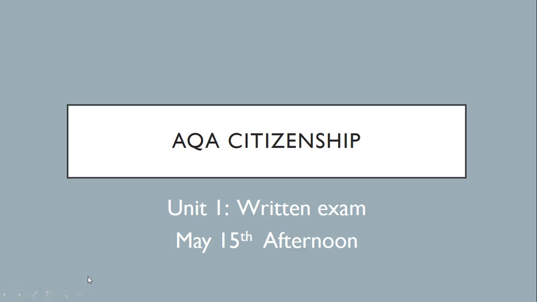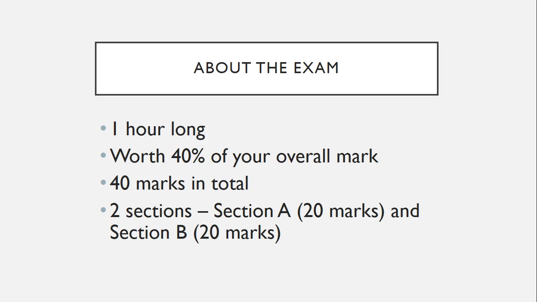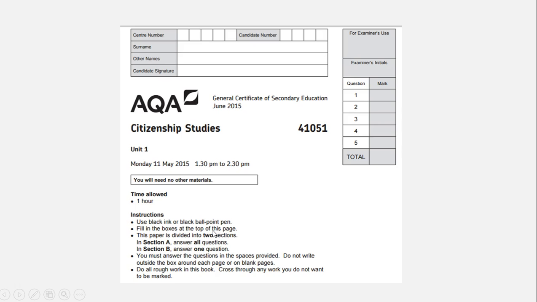This screencast is going to help you with your exam, which is in the afternoon of May the 15th. The exam's going to be 1 hour long. You'll be in the exam hall, and it's going to contribute to 40% of your overall GCSE grade, with the other 60% being your controlled assessment. In total, you can get 40 marks, which is divided into two sections. You've got section A, which is worth 20, and section B, that's worth 20 marks as well.